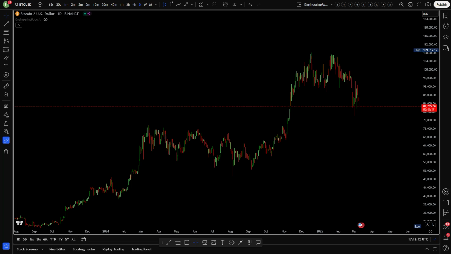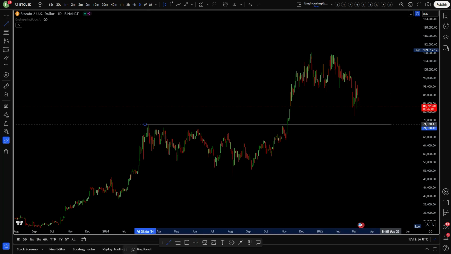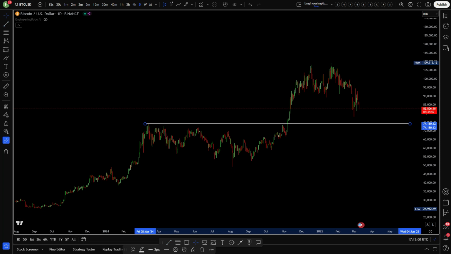This time we're looking at Bitcoin on the daily time frame. And yes, it just keeps on dropping. Currently it's at $82,724. We want to understand what EngineeringRobo is telling us and how we should play this Bitcoin price action. Before we start loading up EngineeringRobo AI, we'll start off with some traditional trend lines.